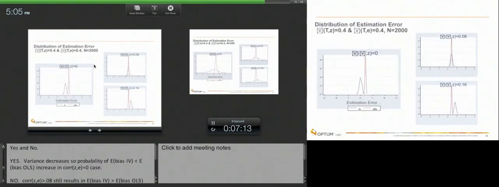Here's exactly the same situation, but we upped the sample size from 200 to 2,000. So we have unbiased instrumental variables, biased ordinary least squares, but both have really tight variances. This is the point that bigger samples don't do away with the bias. What it's done is completely separate the distributions. It just means that you have a more precise measure of what the bias is, which is not a bad thing, but it doesn't solve the bias problem.